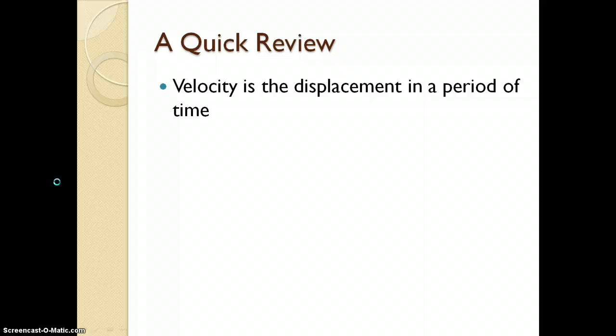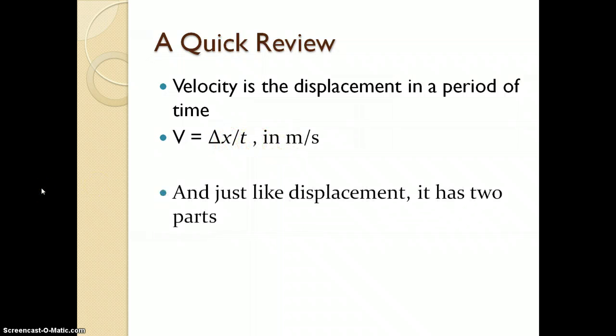Quick review. As you might remember, velocity is the displacement in a period of time, whereas displacement is your change in position. So we see that velocity v here is the change, delta, of position in time, in meters per second.